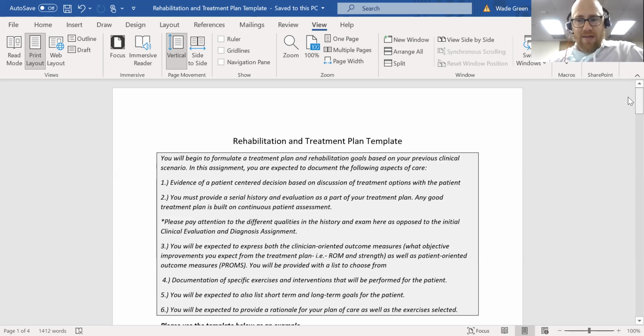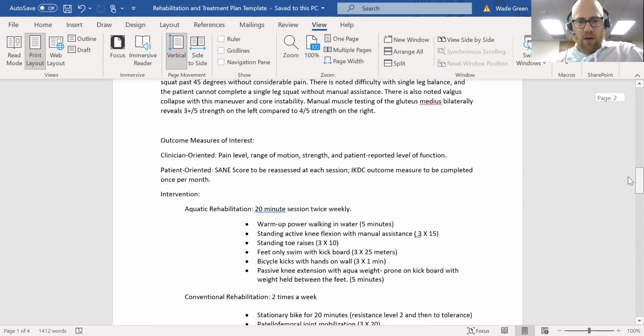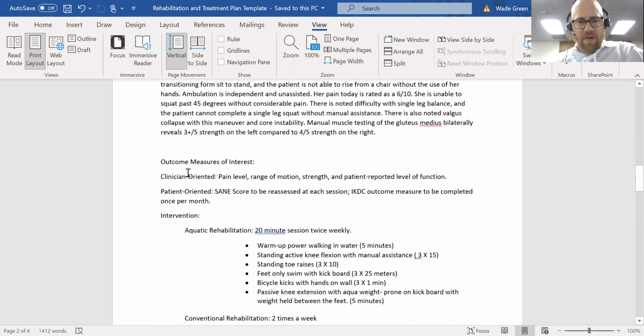Okay, so when I say clinician rated outcome measure, here it is. What I'm looking for is pain level, range of motion, strength, and their reported level of function, and/or what they tell me are their functional impairments. All right, so those are my goals.